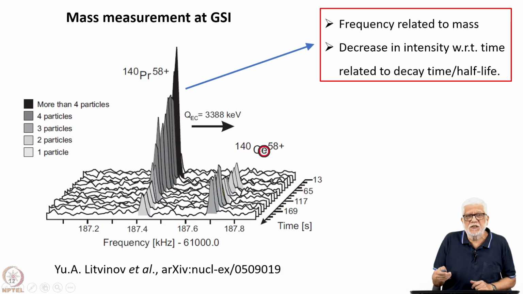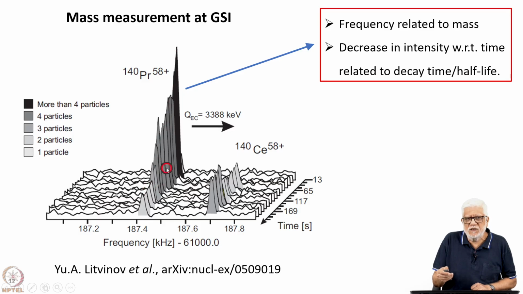So, this is illustrated here in the GSI measurement. As I said already, the frequency is related to the mass, but also you can see that for this nucleus, 140 promethium 58 plus, as a function of time from 13 to 169 seconds, you can see that the intensity has come down.